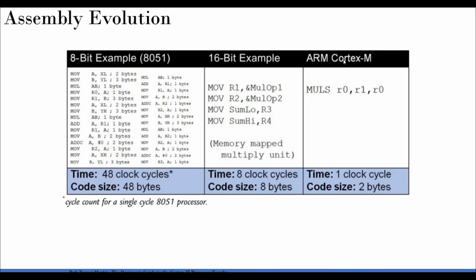And then in the Cortex-M, now you know what it is doing. It is just doing multiplication: R0 equals R1 times R0, that's the meaning. It needs just one clock cycle if there is a hardware multiplier.